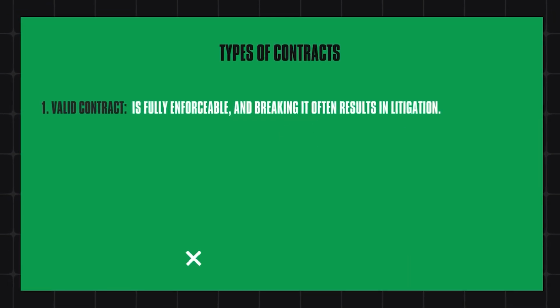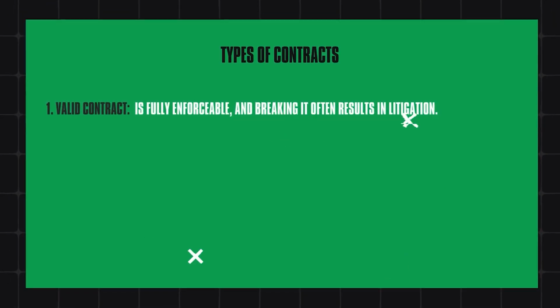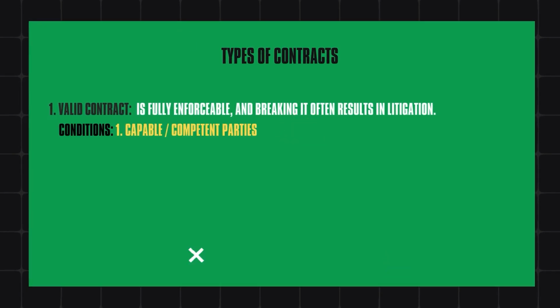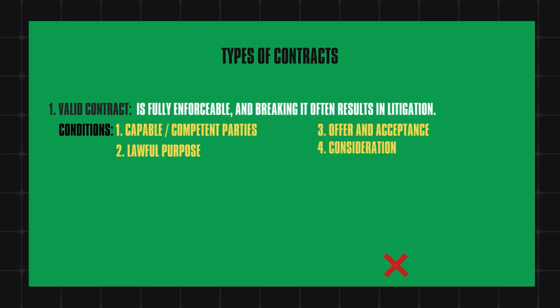There are 4 conditions required for a contract to be considered valid: capable or competent parties, lawful purpose, offer and acceptance, and consideration. These 4 are required for a contract to be deemed enforceable, and if any component is missing, we cannot consider it a valid contract.